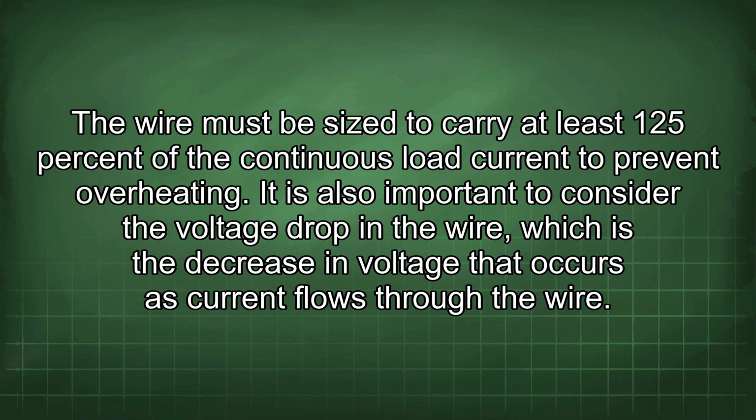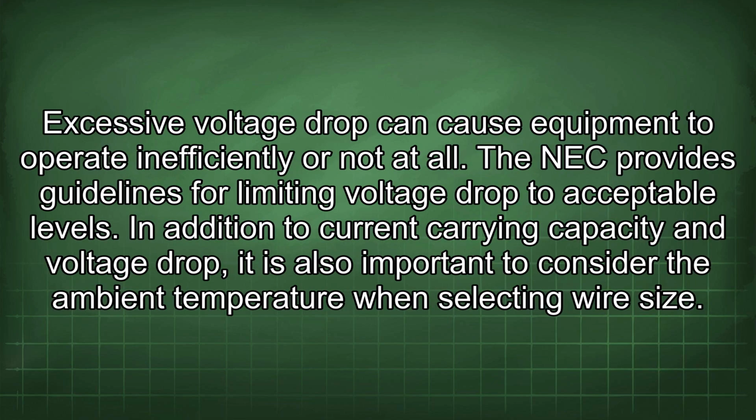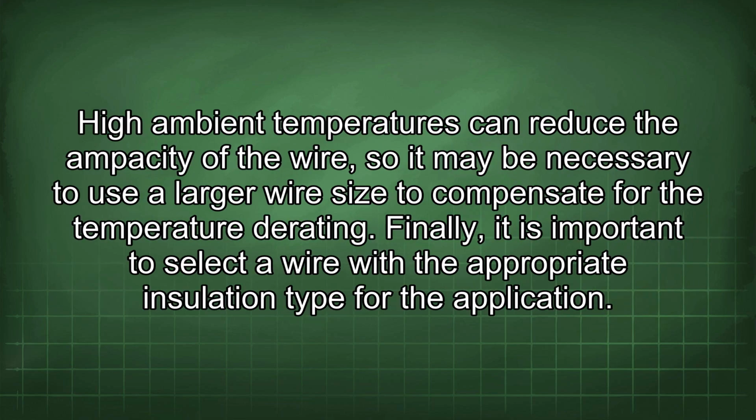It is also important to consider the voltage drop in the wire, which is the decrease in voltage that occurs as current flows through the wire. Excessive voltage drop can cause equipment to operate inefficiently or not at all. The NEC provides guidelines for limiting voltage drop to acceptable levels. In addition to current carrying capacity and voltage drop, it is also important to consider the ambient temperature when selecting wire size. High ambient temperatures can reduce the ampacity of the wire, so it may be necessary to use a larger wire size to compensate for the temperature derating.